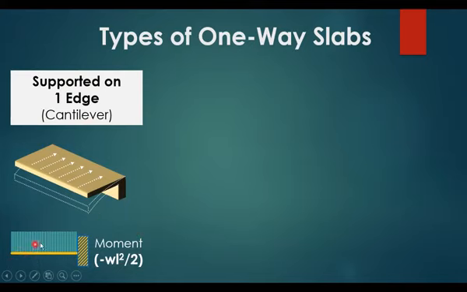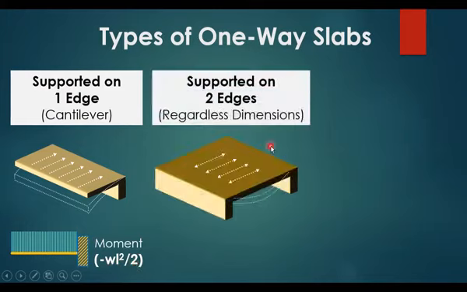And if you have a cantilever under uniform load, the maximum bending moment will be a negative moment of WL square over 2. Also, one-way slabs could be supported on 2 edges. As you can see here, it could be 2 beams or 2 walls. So in this case, it will be also classified as one-way slabs regardless of the dimensions.